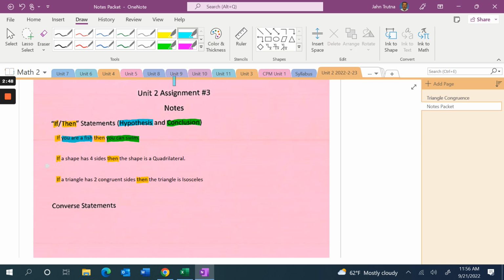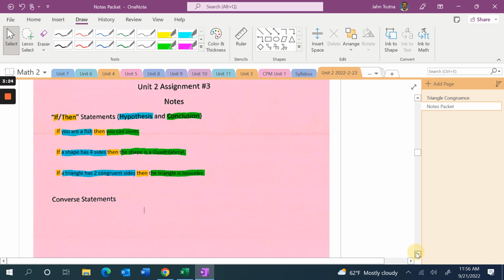Okay, so in the second sentence, if a shape has 4 sides, then the shape is a quadrilateral, the hypothesis would be the shape has 4 sides. The conclusion would be the shape is a quadrilateral. In the last sentence right here, if a triangle has 2 congruent sides, then the triangle is isosceles, the hypothesis would be a triangle has 2 congruent sides. The conclusion would be the triangle is isosceles. All right, so there we have the if-then statements.